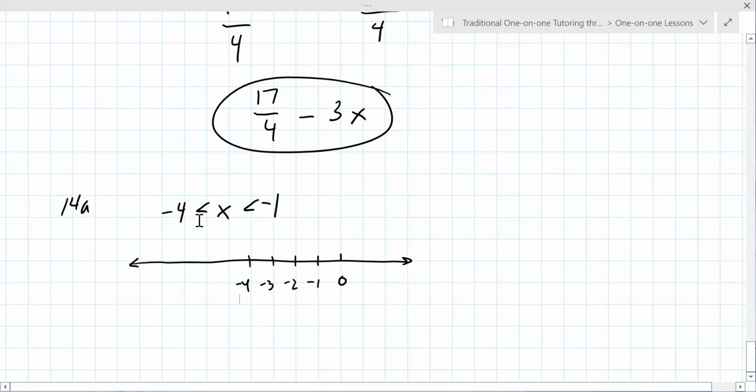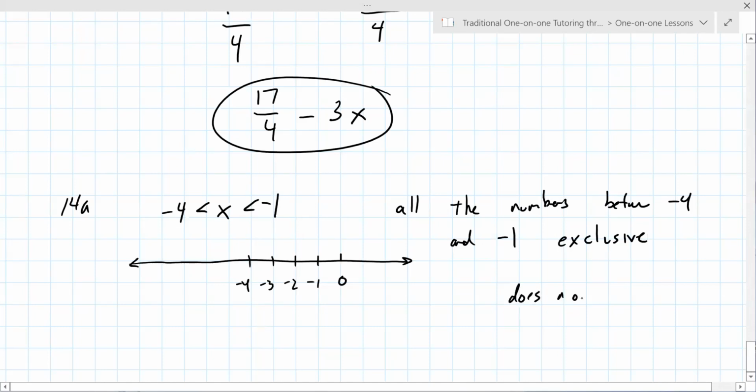Now I have to go to in words to describe this. In words, it says all the numbers between -4 and -1 exclusive. So it's everything in between -4 and -1, but it does not include the endpoints. Like -3 and -2, but it also includes -3.5 or -1.5 or -2.3758 and so on. It's everything in between there.